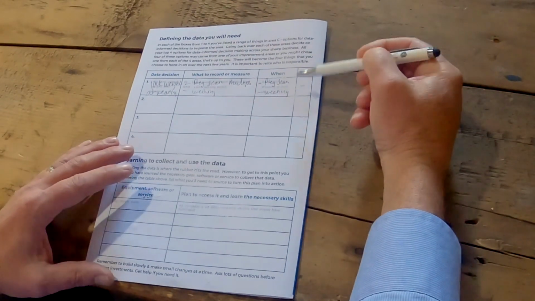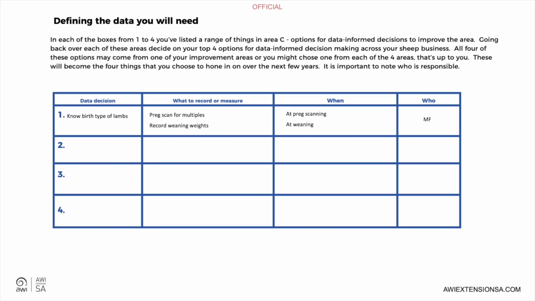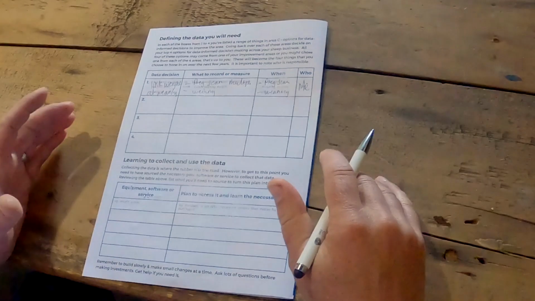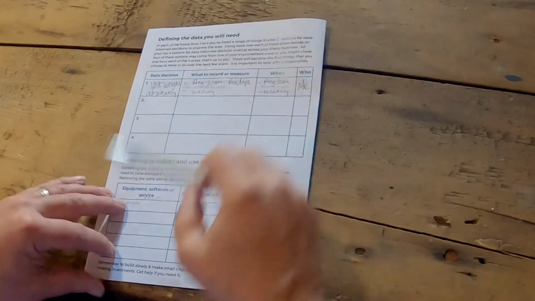And then obviously we often want to make sure we've got a name against that, because a plan without someone allocated to it means it probably won't happen as well. So that's either going to be you, or it's going to be someone in the business that's allocated to that. And so then you go down through and you do the next data decision that's important to you.